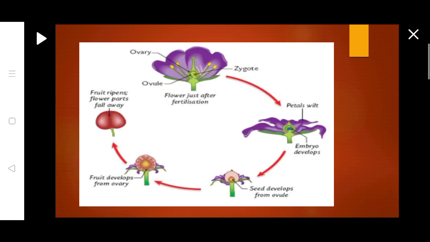So this is an illustration of the process of how a flower becomes a fruit. So first, the flower just after fertilization, and the embryo develops, the seed develops from ovule, fruit develops from ovary, and fruit ripens, flower parts fall away.